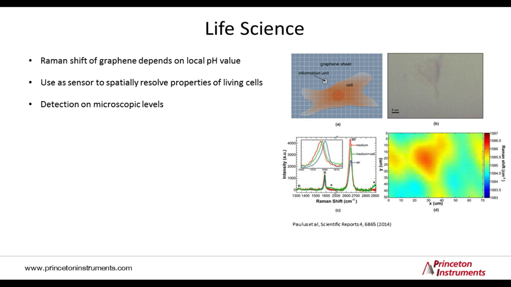Specifically, here this effect is used to measure the pH value of the environment of the cell. In the Raman spectrum that is shown in the figure, one can see clear shifts between different spectra that were taken next to and within the cell that is shown.